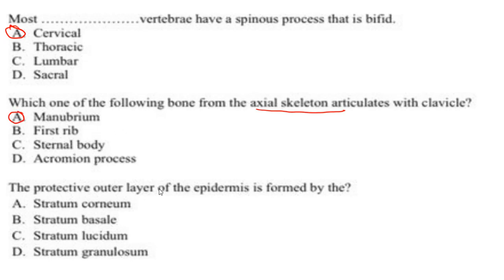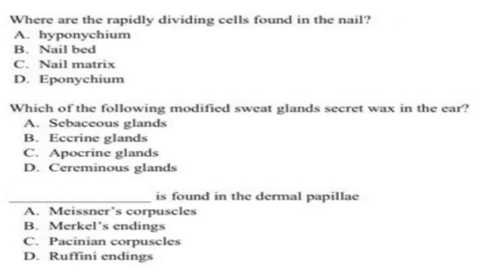Okay. The protective outer layer of the epidermis is formed by, the answer is just the stratum corneum. Okay. Where are the rapidly dividing cells found in the nail? We have the hyponychium, nail bed, nail matrix, and eponychium. So the answer for that question is the nail matrix. That's where most of these cells are found.